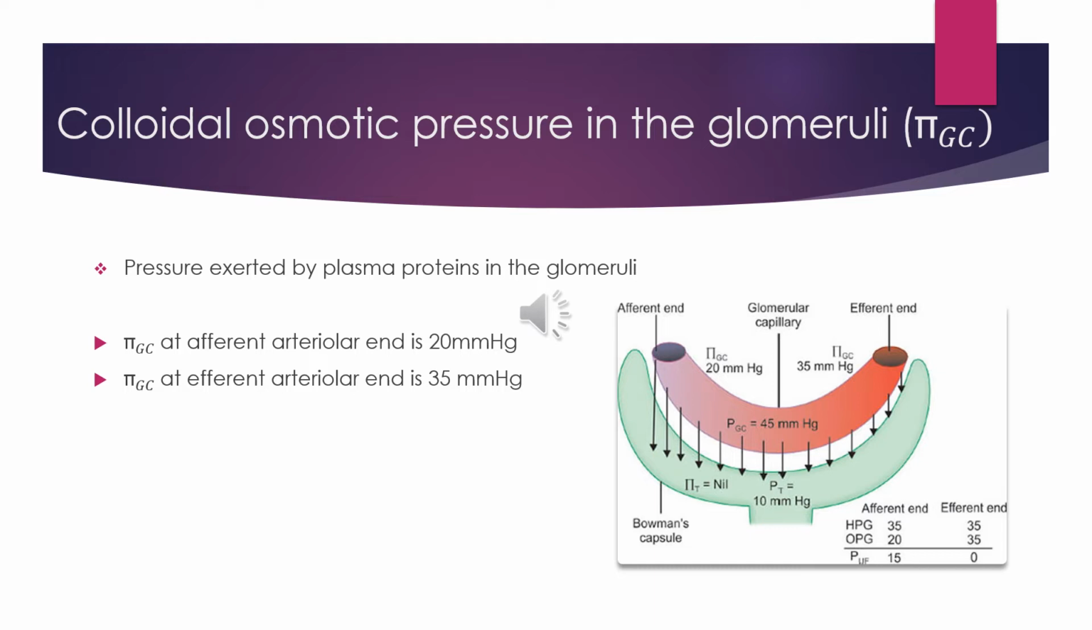So as the glomerular filtration proceeds, more and more plasma and other components will be filtered, but these plasma proteins will be staying back in the capillaries, and by the time it reaches the efferent end, the concentration of proteins will increase, so that the pressure exerted by these plasma proteins will also increase as it reaches the efferent end. Okay, I hope you understand it.